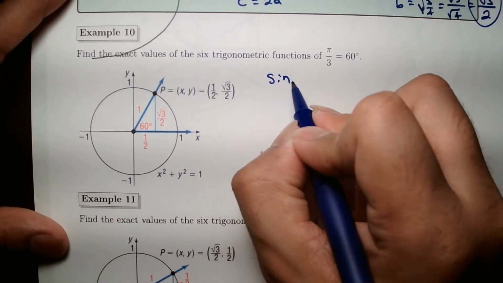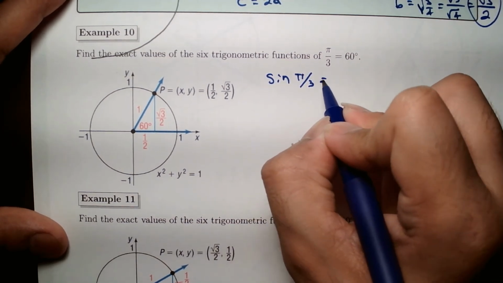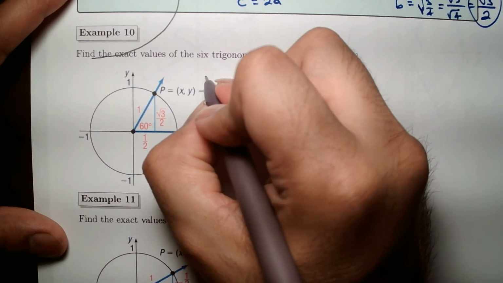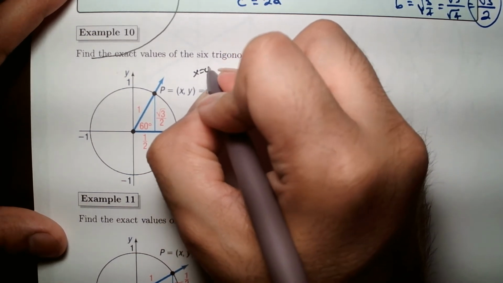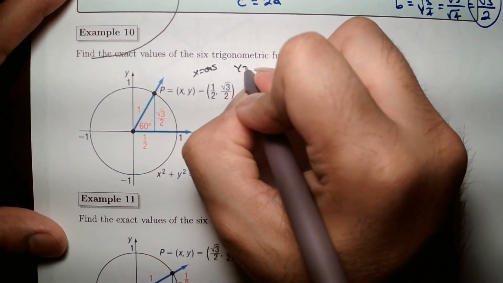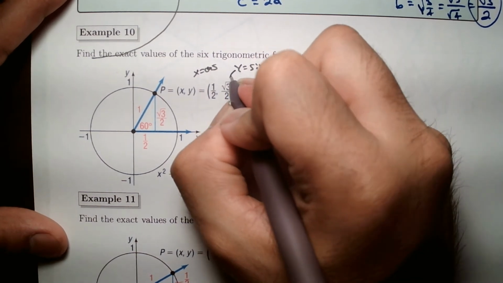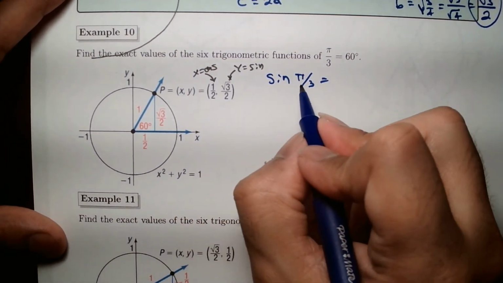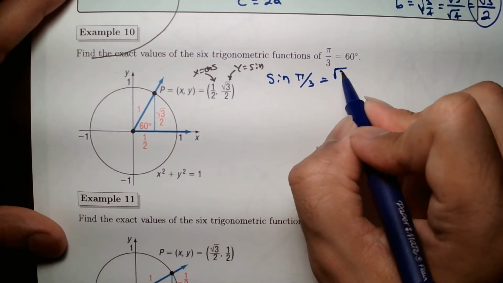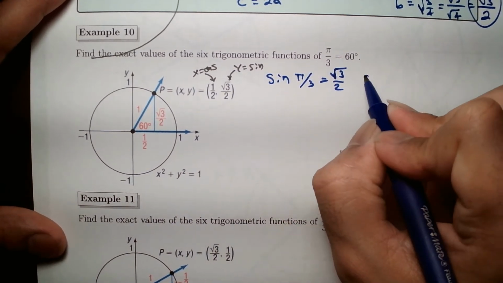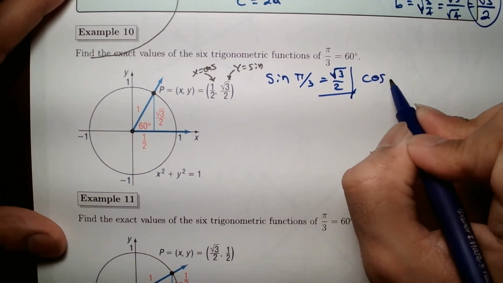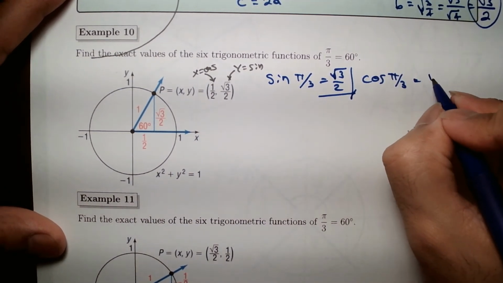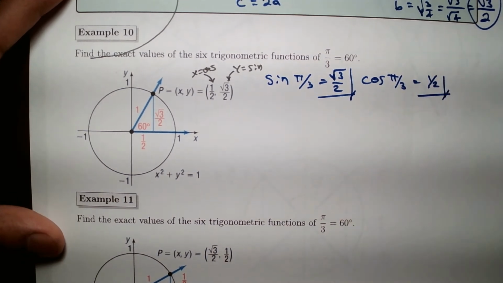So sine pi over 3. What's sine? Keep in mind, as usual, this is x equals cosine. This is y equals sine. That's always the same case. So sine is the y coordinate, which is square root of 3 over 2. Cosine, which is the x coordinate, that's 1/2. We're done.